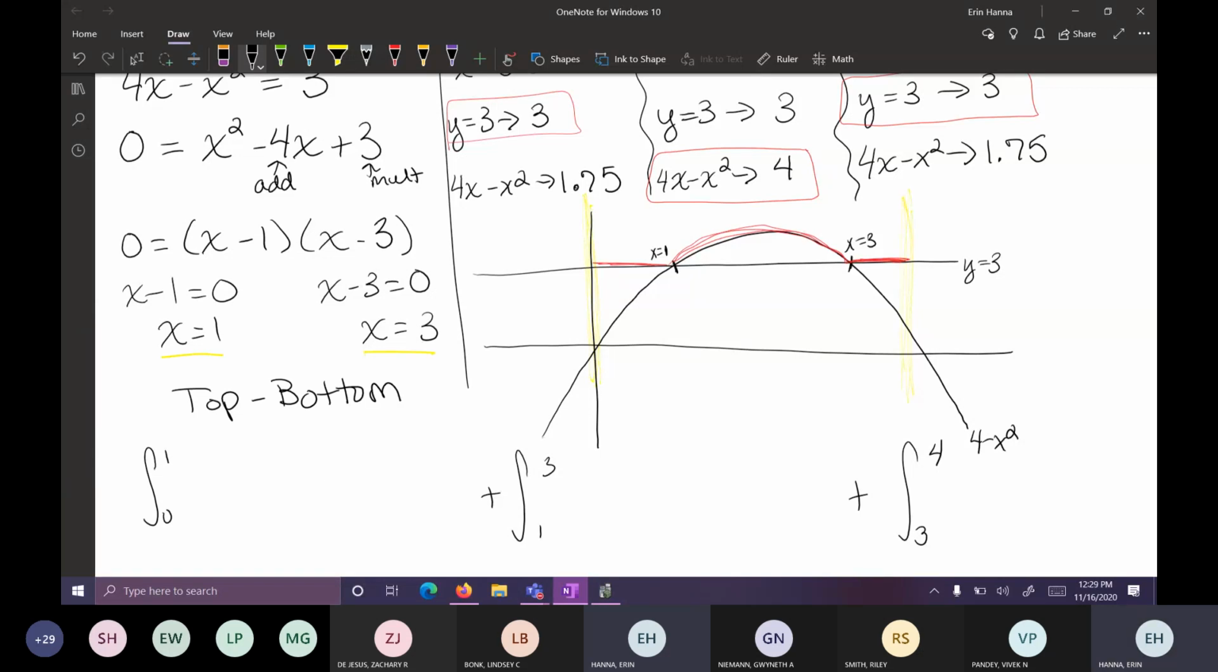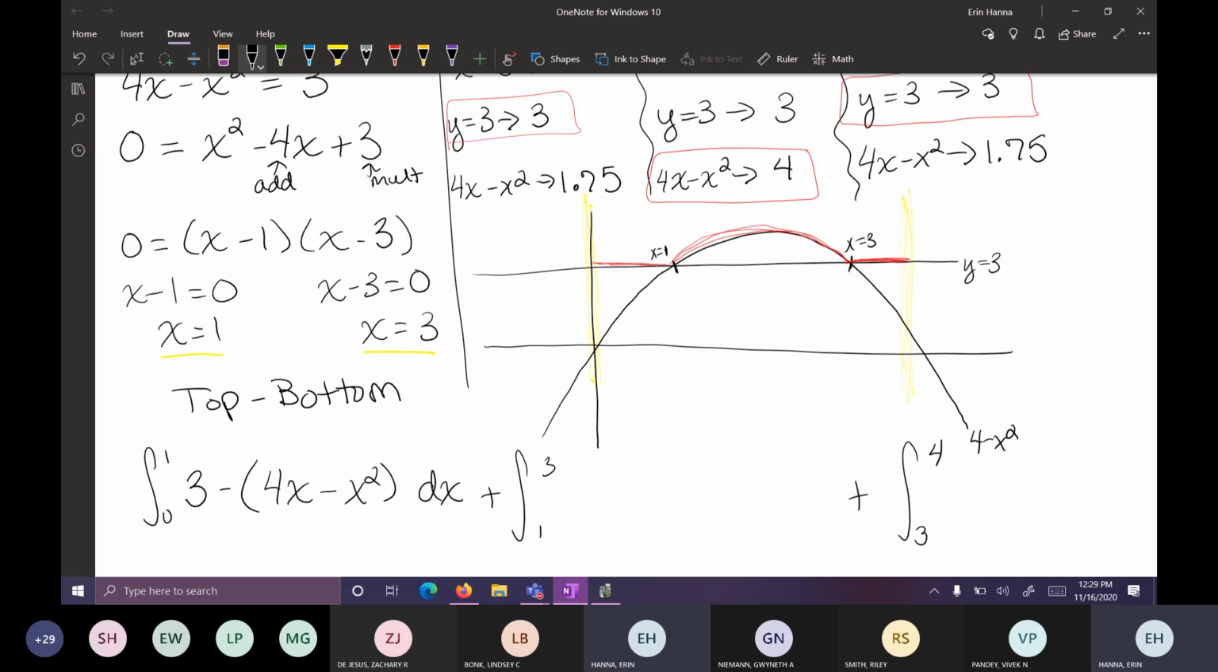So in the first interval from 0 to 1, y equals 3 was on top. So our top function was 3. Our bottom function was 4x minus x squared. Here is one case where it would be very important to have those parentheses around that bottom function. I would suggest possibly just putting it always around a bottom function, even if it's something silly like just a 0, just to get used to it. Because if you don't have the parentheses there, you're going to get the wrong answer.